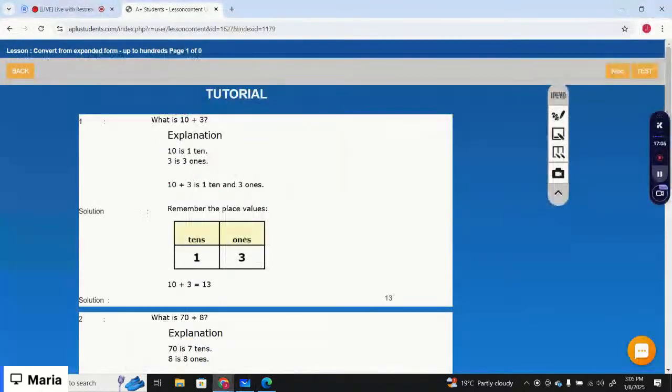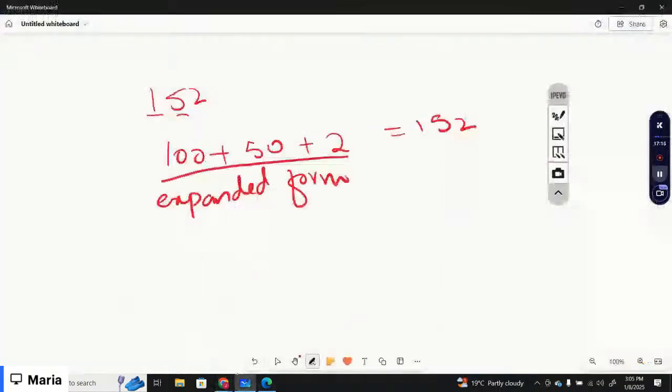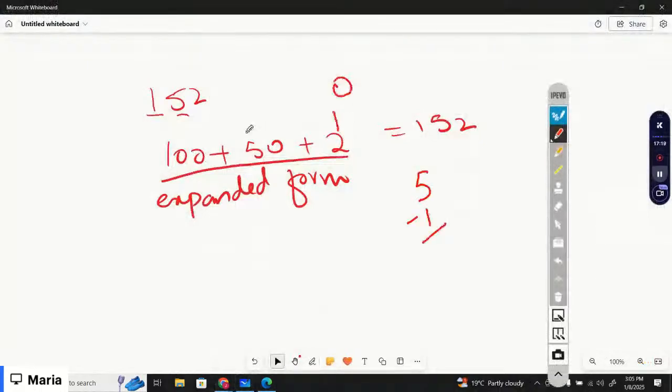Now what is 10 plus 3? Basically, the 10 tells you 10 is at the tens position and 3 is at the ones. You can understand the place values from this expanded form also. 2 is at the ones place. In 150, the 5 is at the tens place. 100 is at the hundreds place, right? The digits tell you the place value, right?